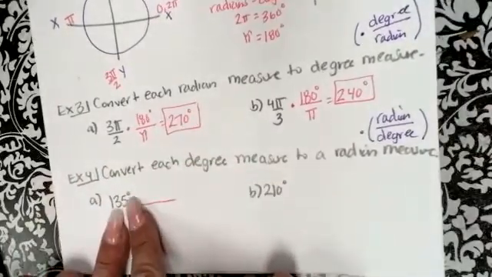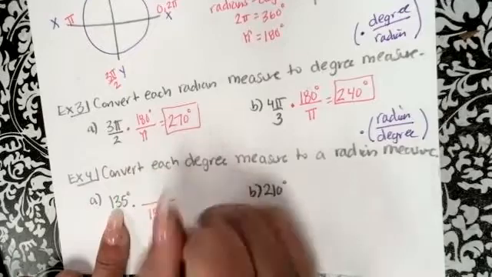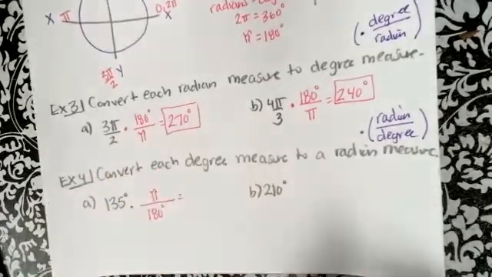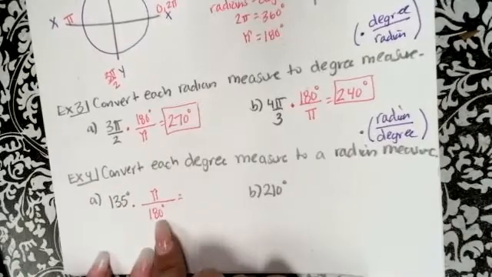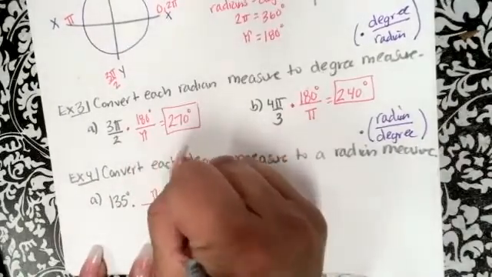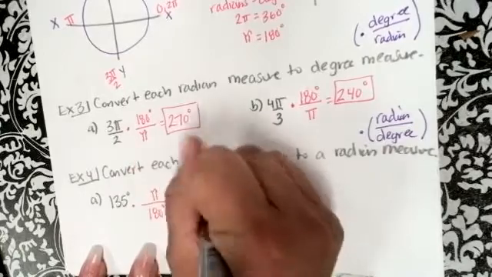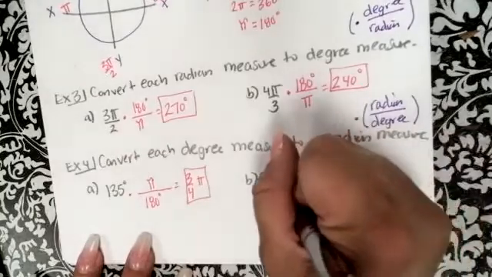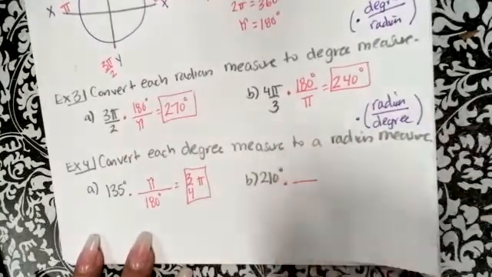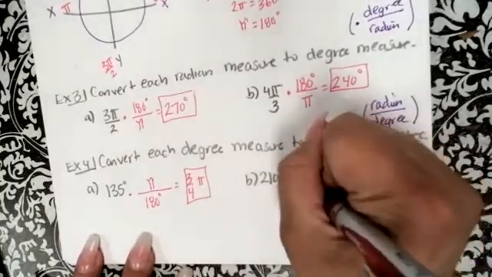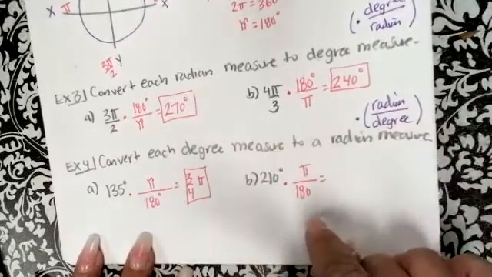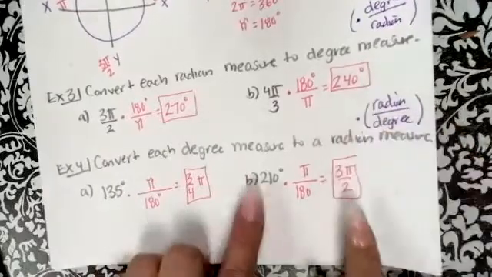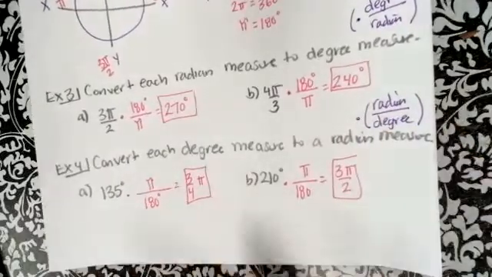I need to cancel out the degrees. So 180 goes on the bottom. And 180 is the same as pi in radians. So right here, 135 divided by 180, that's going to actually be 3 over 4 pi. And if you wanted to, you could say radians. I'm trying to get rid of the degrees, so I'm going to put 180 degrees in the denominator, pi in the numerator. 210 divided by 180, that's 3 over 2. So these are the same and these are the same.